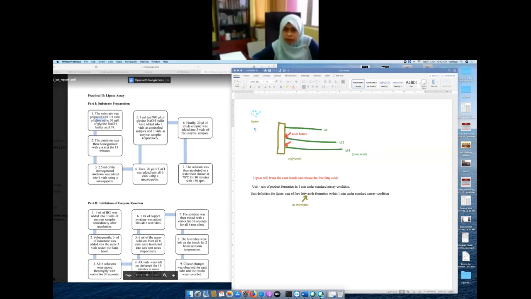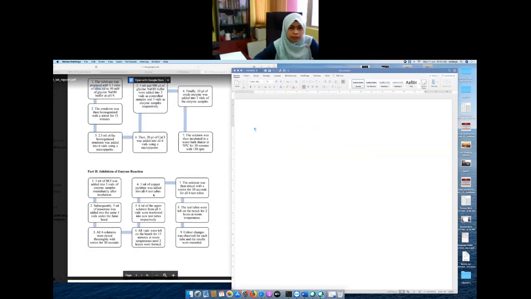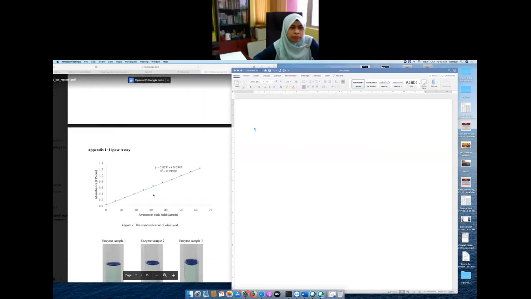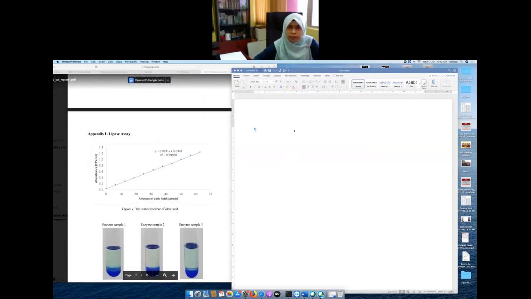So the unit definition is the rate of product formation in 1 minute under standard assay condition. And for the lipase, it is the rate of free fatty acid formation in micromole within 1 minute under standard assay condition. Now we are going to see the standard. We have got this one as the standard.